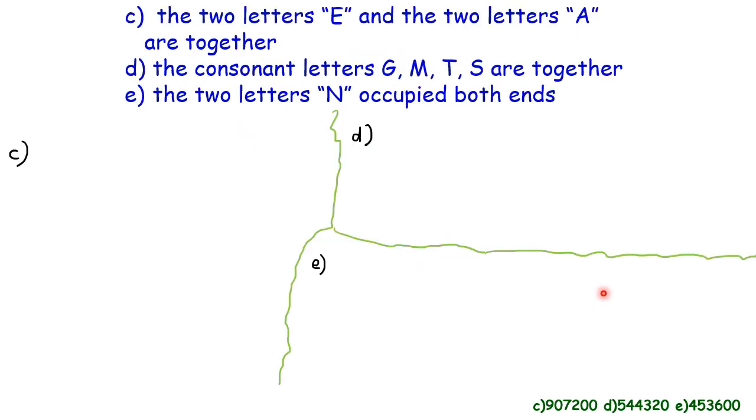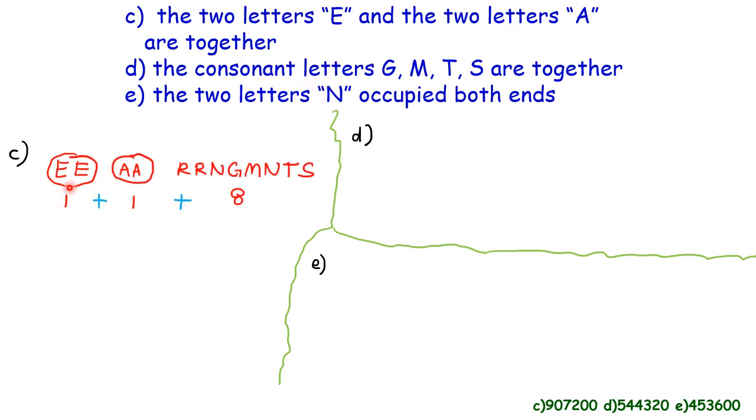Right, next for question C. The 2 letters E and 2 letters A are together. So let's see what happens when we put them together. It means that the 2 E's we consider as one place, the 2 A's also as one place, and the remaining, remember total we have 12, right? So subtracting 2 E's and 2 A's, we have another 8 letters. Okay, so I already list out the other letters here, so it should be 8 here.